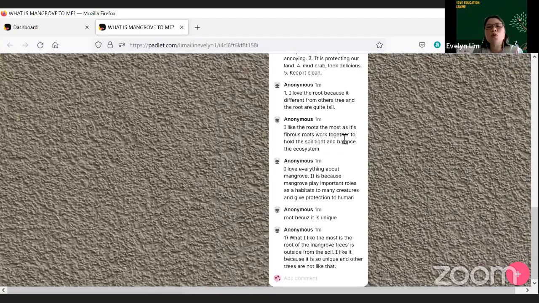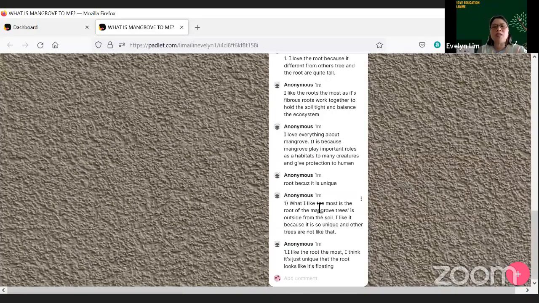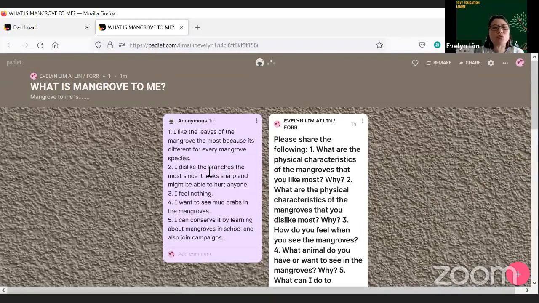Next, I like the roots most as its fibrous roots work together to hold the soil tight and balance the ecosystem. Very good. Okay. I love everything about mangrove. It is because mangrove play important roles as a habitat to many creatures and give protection to human. Right, that's good. Okay, for another friend, I like the root, okay, because it is unique. Can you explain, some of you, what is it that is so unique about the root system?